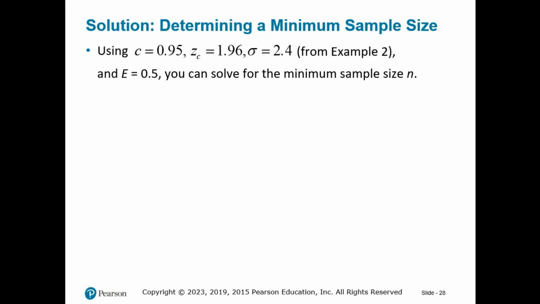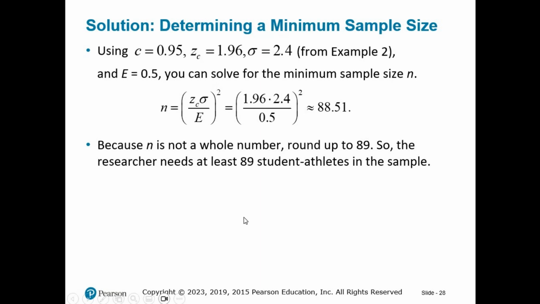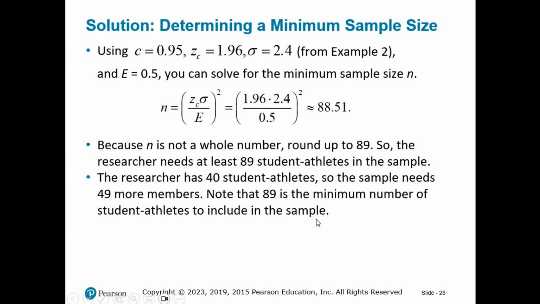So we plug these values into the formula, and we have 1.96 times 2.4 divided by 0.5, quantity squared, and we get about 88.51. Then, because our result is not a whole number, we round it up to 89. So the researcher needs at least 89 student athletes in the sample. And to come to a practical solution, relate this to the problem at hand. We know the original researcher has 40 student athletes, so the sample needs 49 more members. 89 is the minimum number to include in the sample.